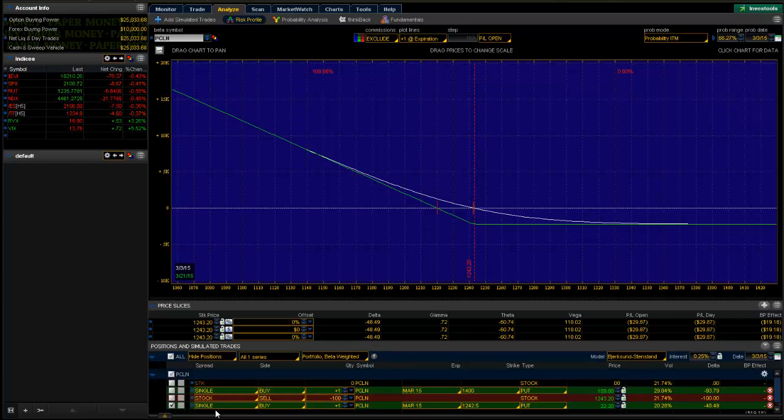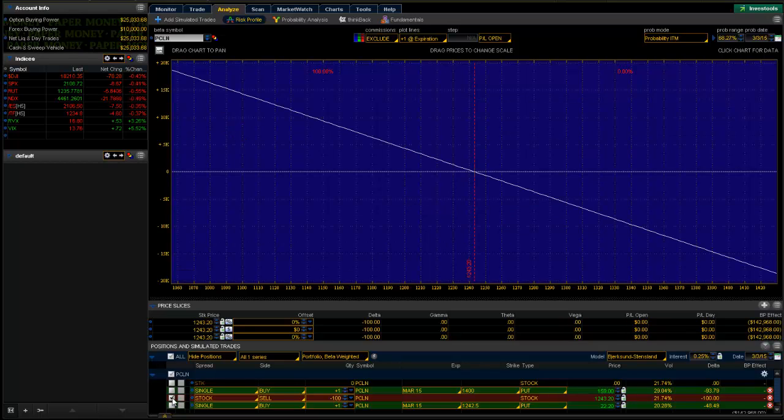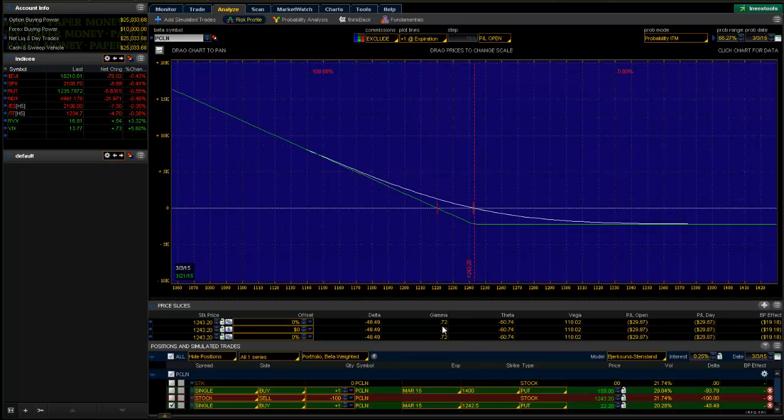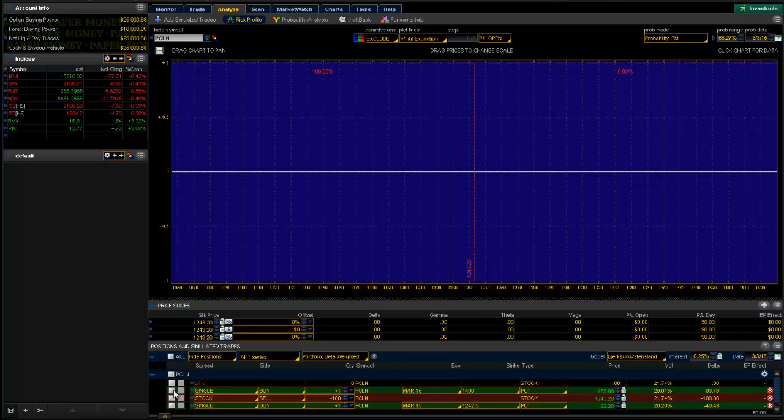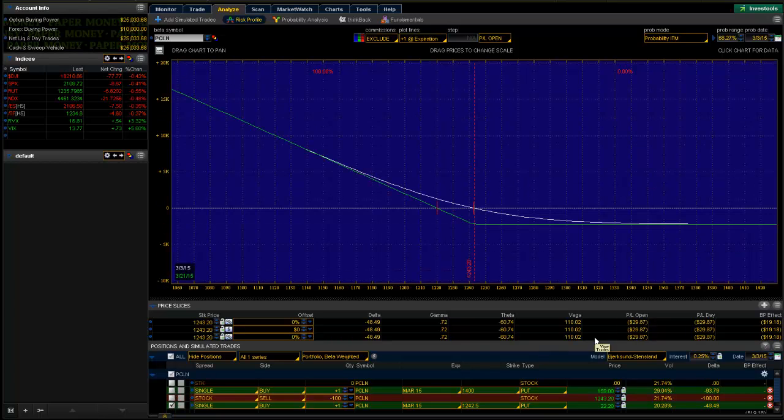Delta's minus 48, so that's half of minus 100. I have a lot more gamma, which accelerates delta. I'm losing $60 a day as opposed to just losing 20. And I have a lot more Vega influence. I have $110 that are influenced by a 1 point increase or decrease in volatility.